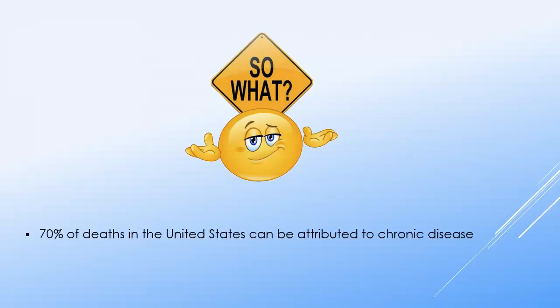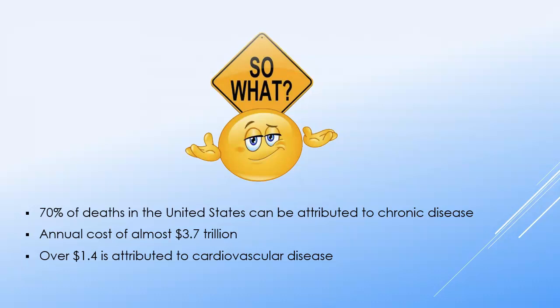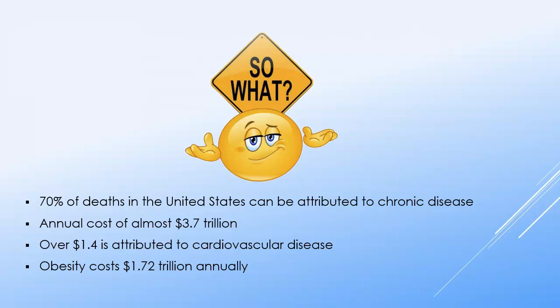So at this point you might be asking yourself, so what? Well, let's talk about that for a second. Almost 70% of the deaths in the United States can be attributed to chronic disease, which has an associated annual cost of almost $3.7 trillion in medical expenses and lost productivity. Over $1.4 trillion is attributed to cardiovascular disease, and obesity, which is by far considered the greatest burden, costs $1.72 trillion annually.